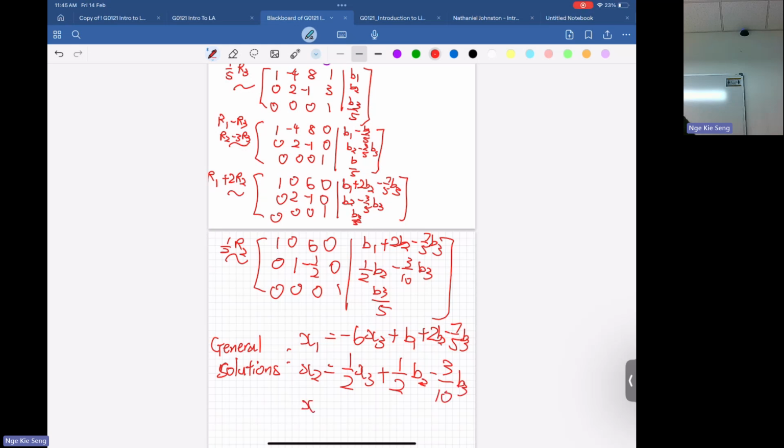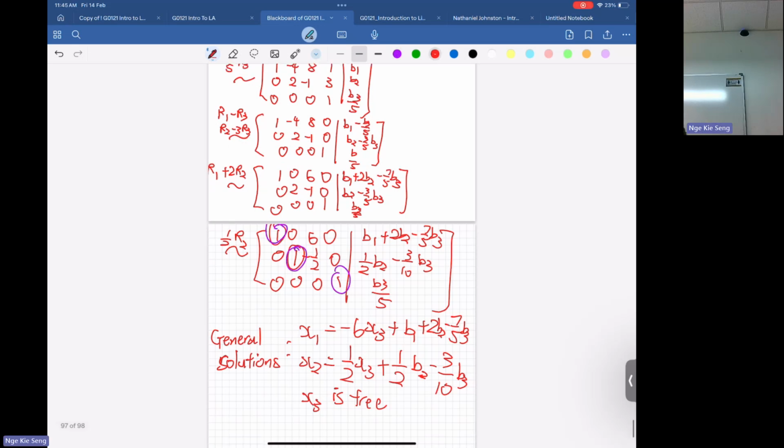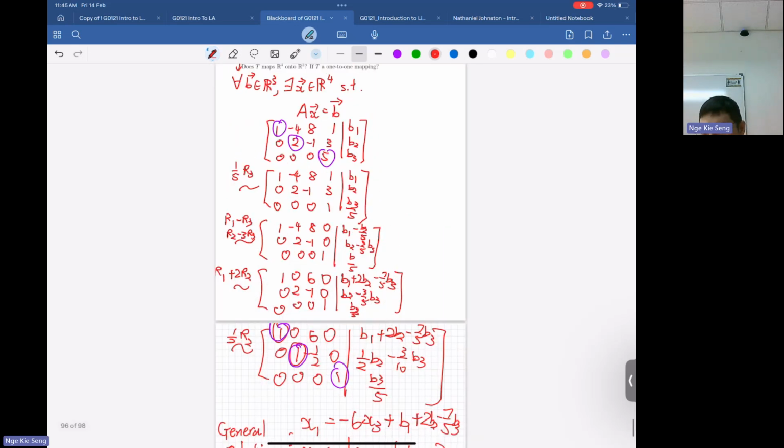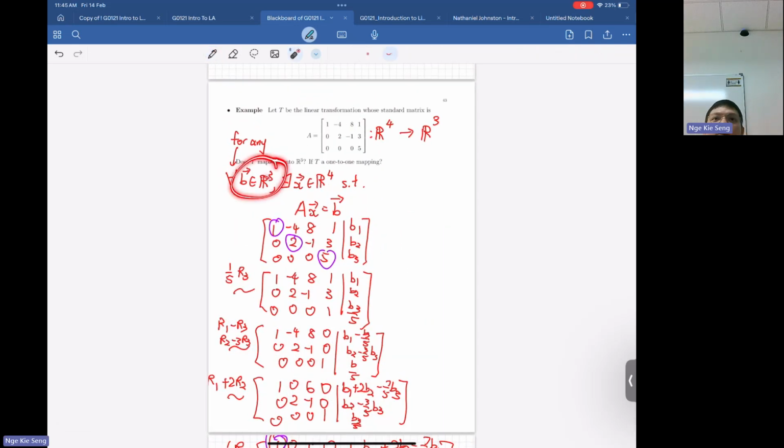So x2 equals half x3 plus half b2 minus 3/10 b3, and then x3 is free, because you only have 3 pivots here. And then x4 equals b3/5. You might see that there is x3, but remember that these b are actually already fixed. They are numbers. We already fixed some b1, b2, b3.